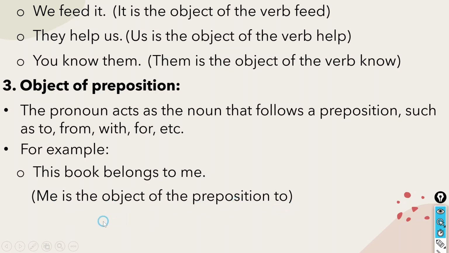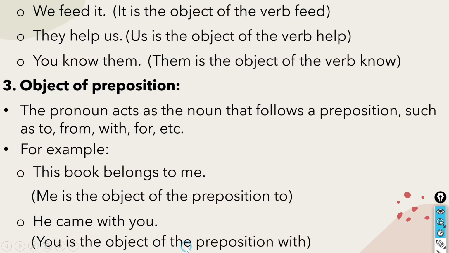Okay, so like here we say, he came with you. In this sentence, they are trying to name who he came with. They have not mentioned the actual name, because if they mention the actual name, it will become the noun. Instead they have put you, which is a pronoun. So in this case, this pronoun is acting as a noun, the name of who he came with, so it becomes the object of a preposition, and it is coming after with. So you, since it is coming after with, is the object of the preposition with.